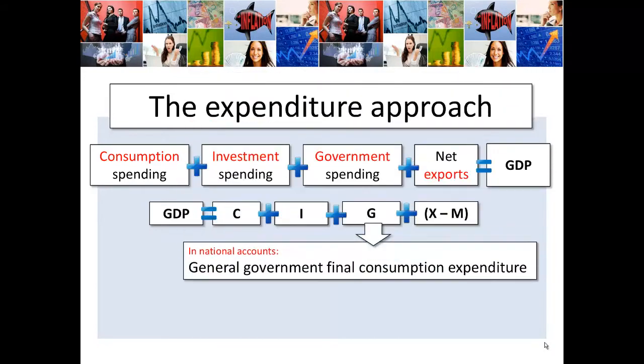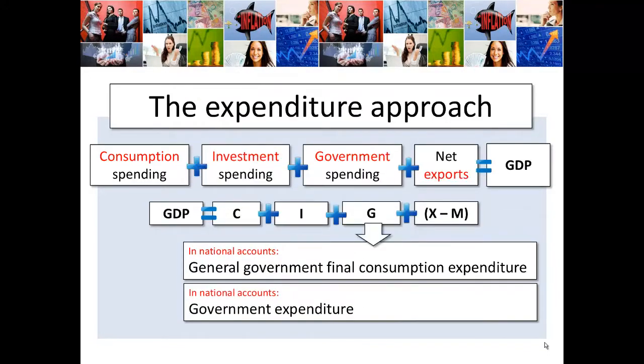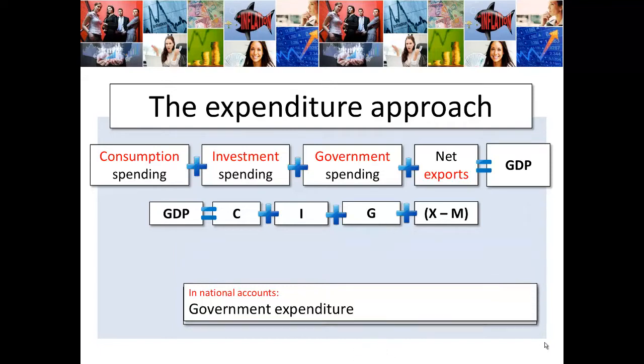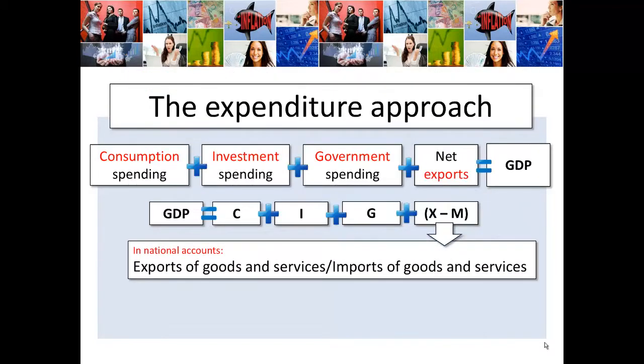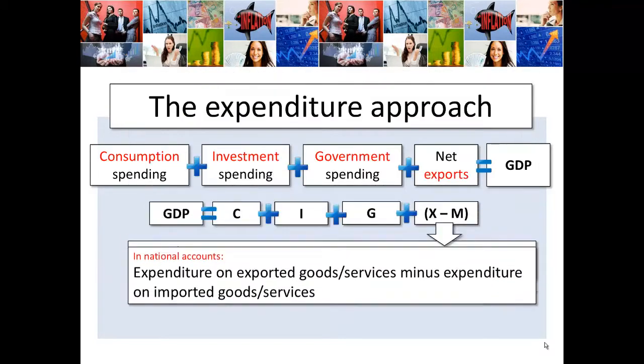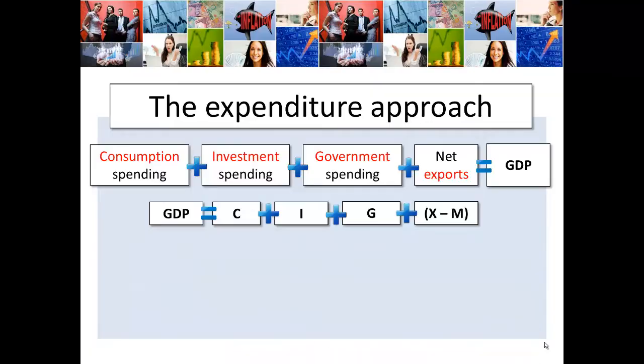Government spending. In the national accounts, this is identified as general government final consumption expenditure, and it's just government spending, so the purchase of goods and services, transfer payments, etc. Net exports. We're talking about the export of goods and services and the imports of goods and services. So that's it. Spending on exported goods, minus spending on imported goods and services, giving us net exports.